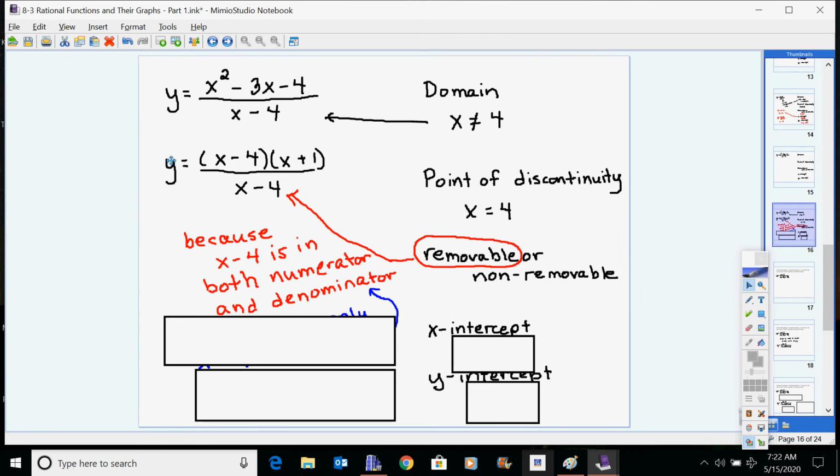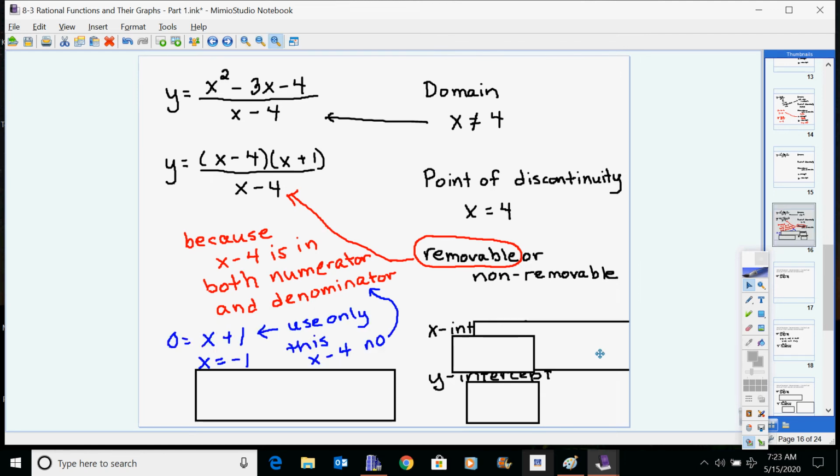For the x-intercept, 0 equals the numerator. Now that would give you 2 solutions in this case. It would give you 4 or negative 1 as your x-intercept. The problem is that it can't be 4 because that gives you a 0 in the denominator. So that means we have only one x-intercept, and it's x equals negative 1.